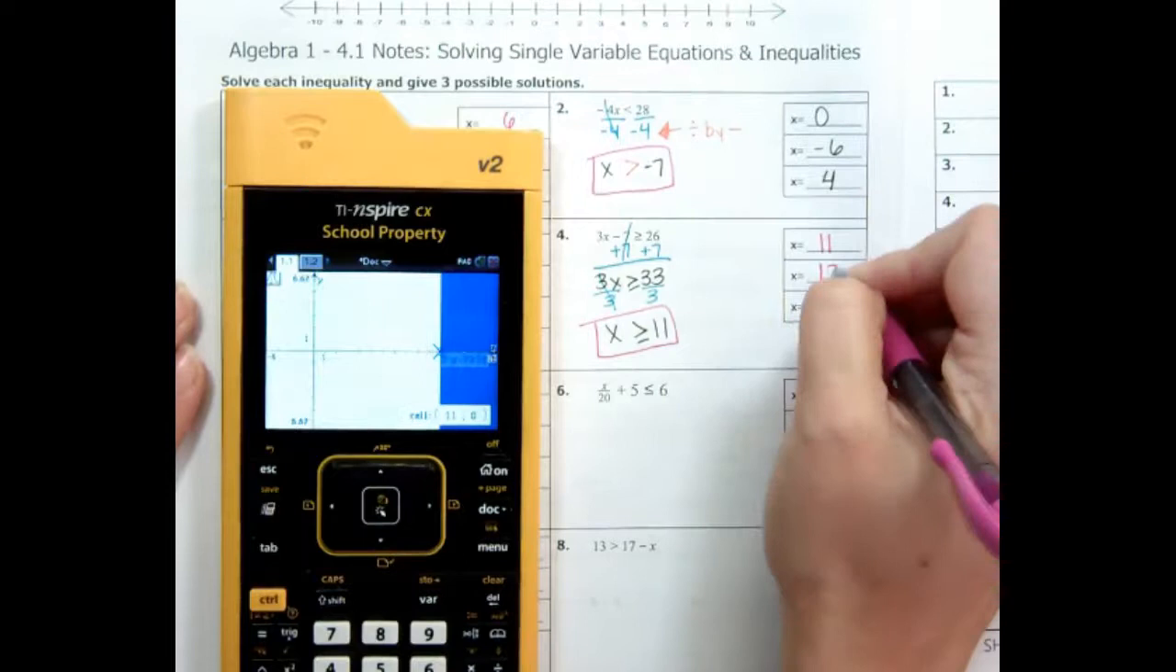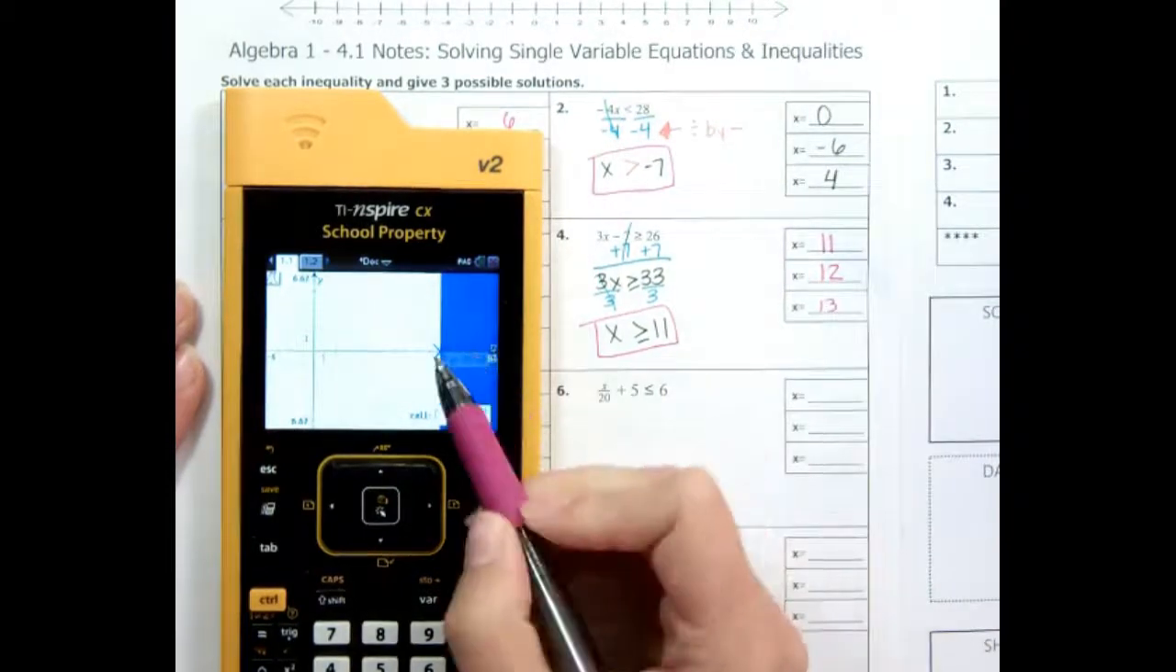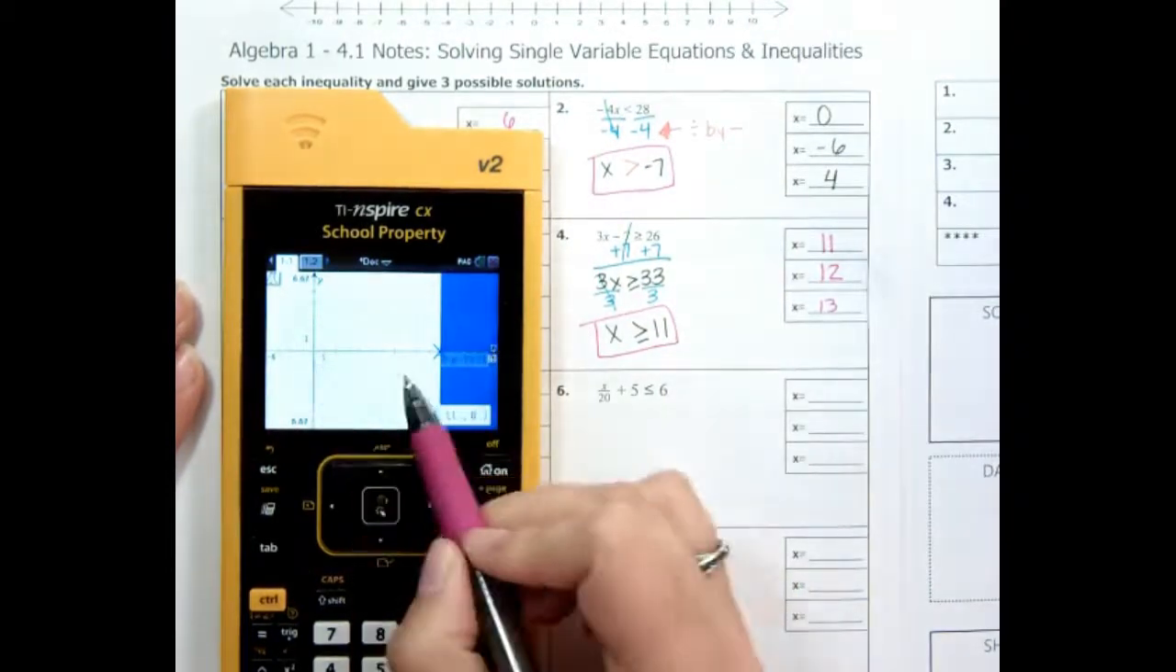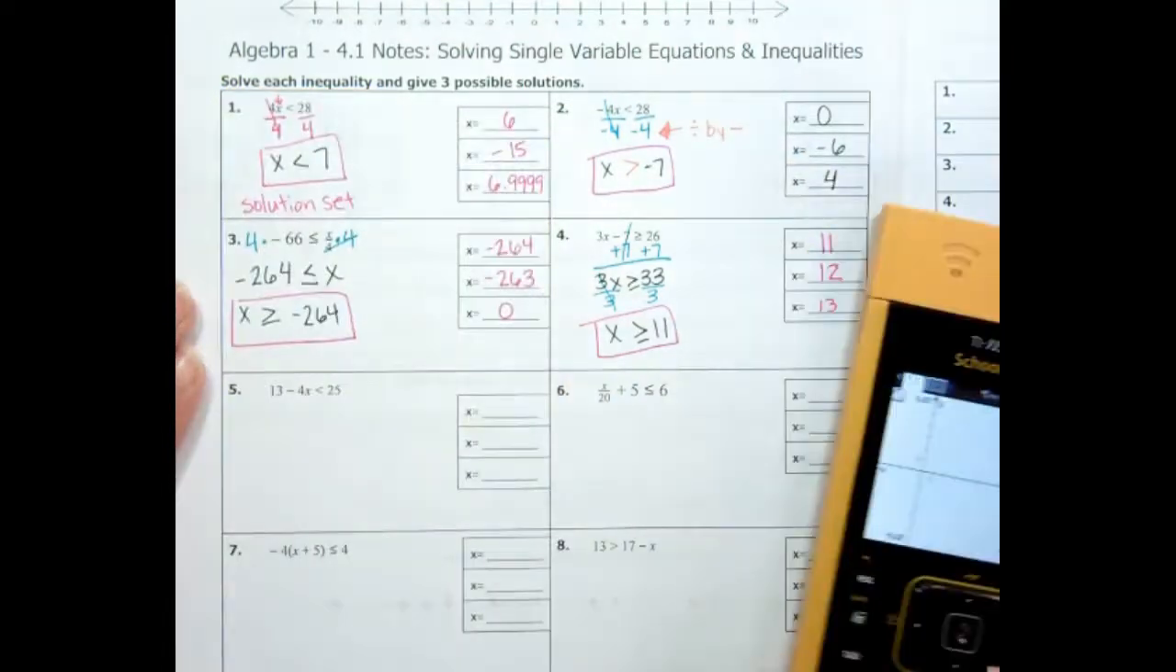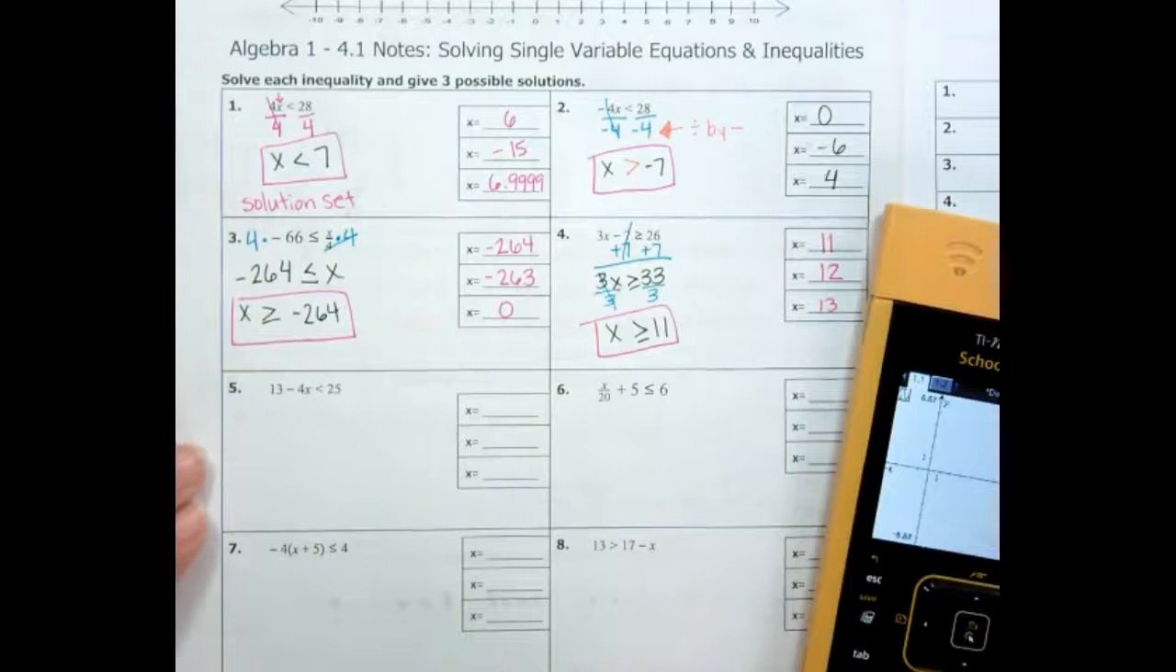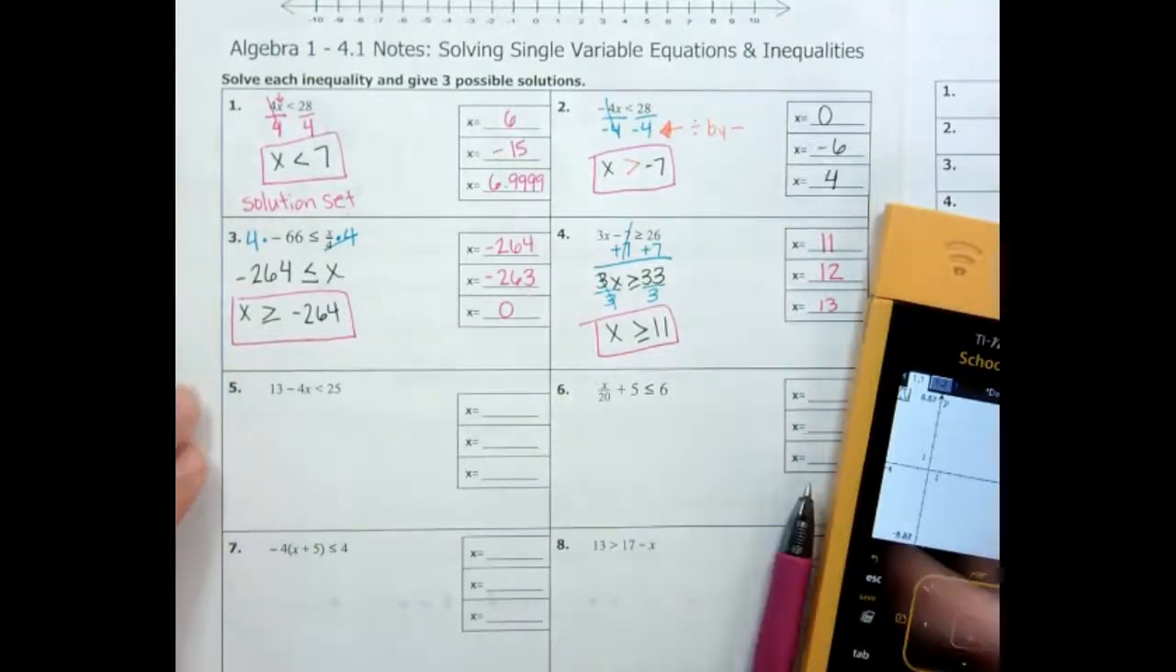Anything greater, 12, 13, look at what numbers are shaded. Not the ones smaller. The only ones you can pick are the ones that are shaded. Okay? So, let's do the next one.